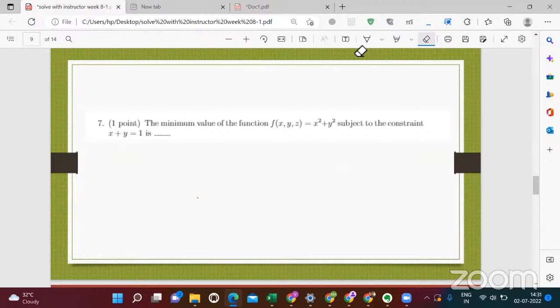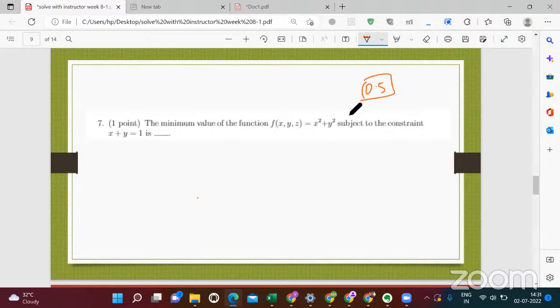Is it 0.4? Your answer should be less than, I guess, 0.4. Less than 0.4. No, maybe it's not correct. I need to solve this. Sorry, 0.5? It should not be less than 0.4. You need to solve this.